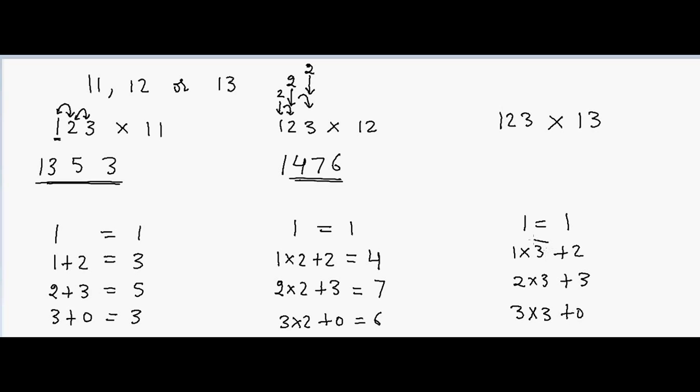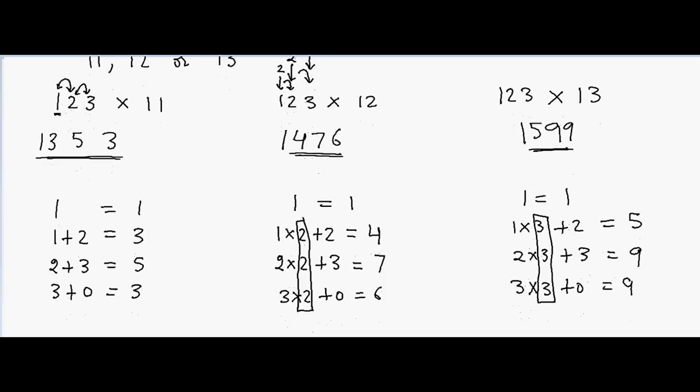So if you look here, I multiplied all the numbers by 3. Here I multiplied all the numbers by 2, and here I did not do any multiplication because it was 1. So if I add these numbers, it will be 5, 9 and 9. So the answer will be equal to 1, 5, 9, 9. So that's how I'll multiply any number by 11, 12 or 13.